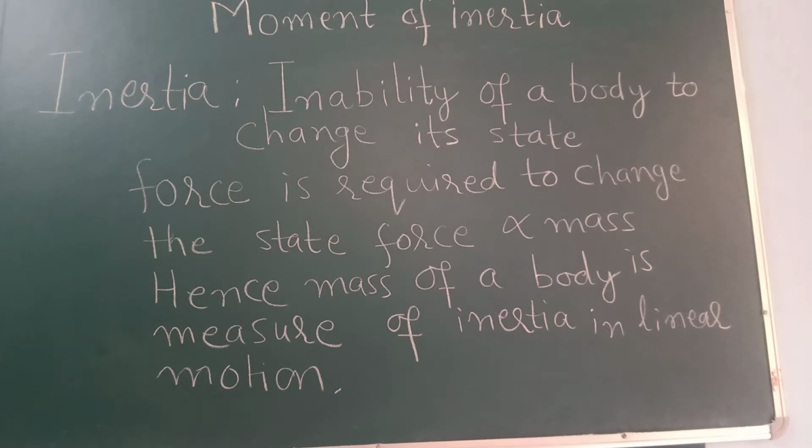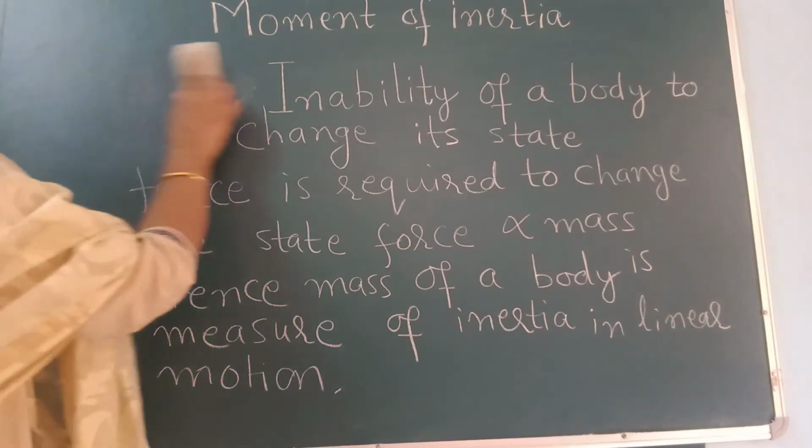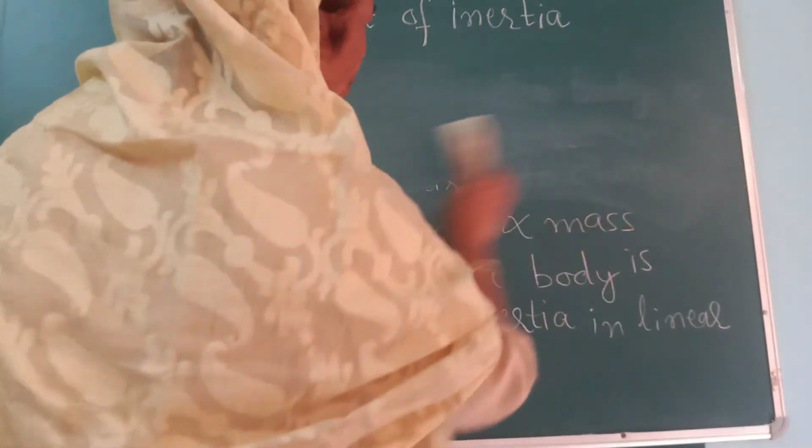So, moment of inertia plays the same role as mass plays in linear motion. In rotational motion, we need moment of inertia. I think the meaning of moment of inertia is clear. It consists of two terms: one is moment, another is inertia. You have completely understood inertia. Now let us try to understand the moment. Moment is also known to you.